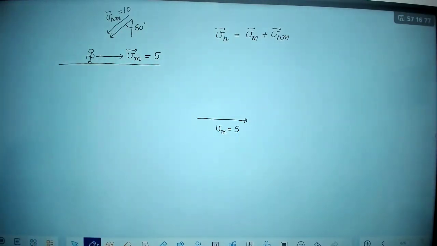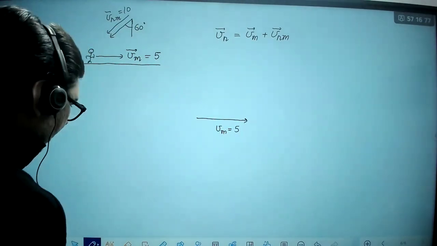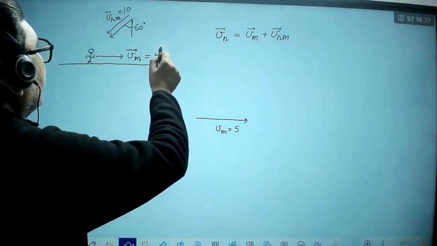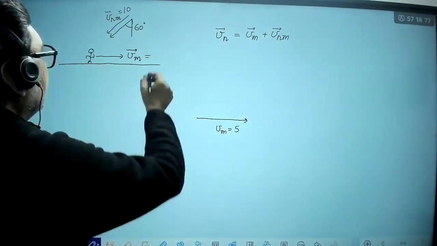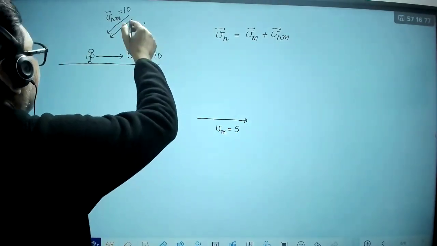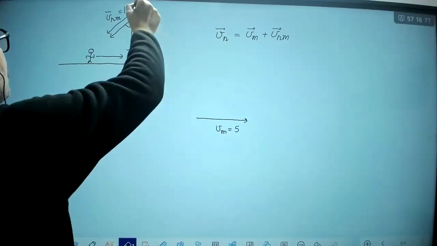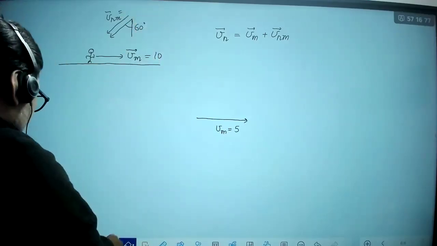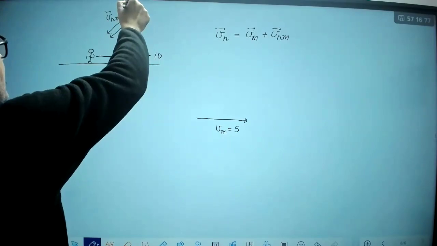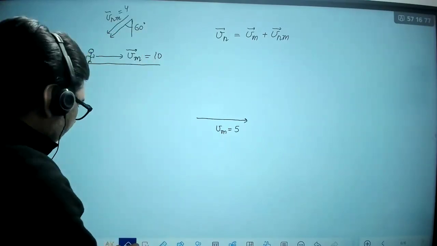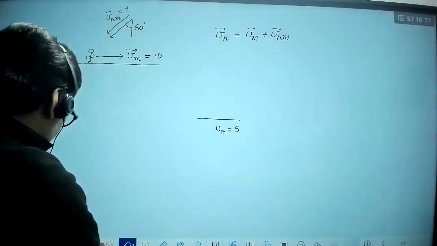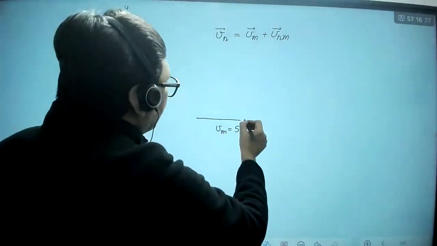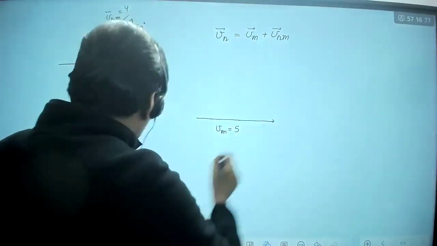Tell me, how are you going to add VRM? Change this number a little. That will make this practice easy. Make it 10 and make it 4. You can choose any number, but just for your understanding, I'm making it like this. So I'm taking it as 10.